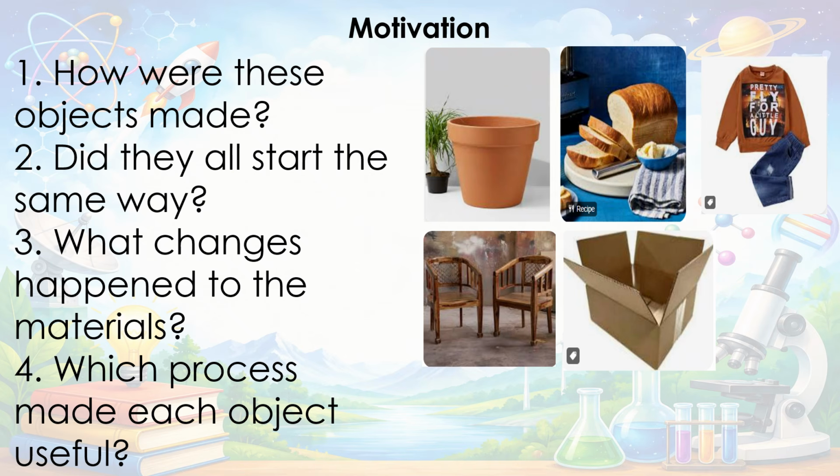Choose one object from the pictures. Pause the video. Ask yourself these 3 questions. What material is it made of? What happened to the material? And which process was used? Take a few seconds to think. Excellent! You are already beginning to think like a scientist.